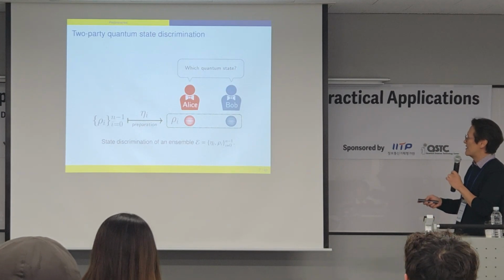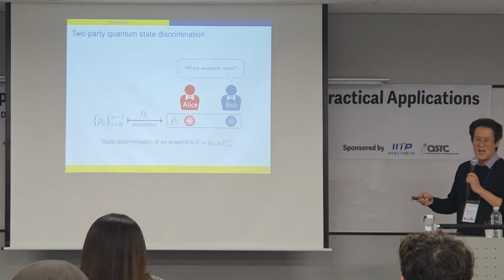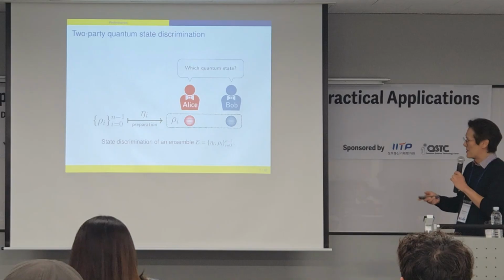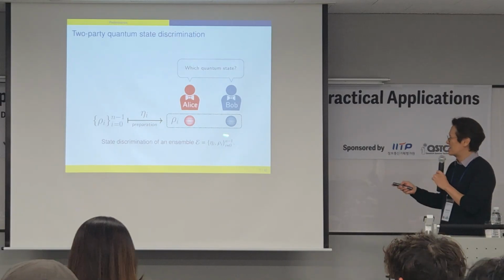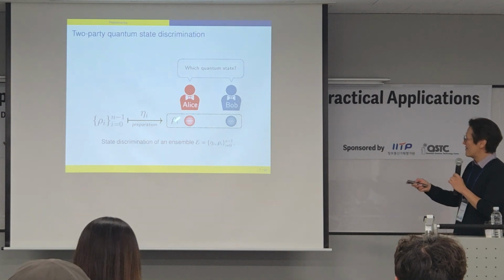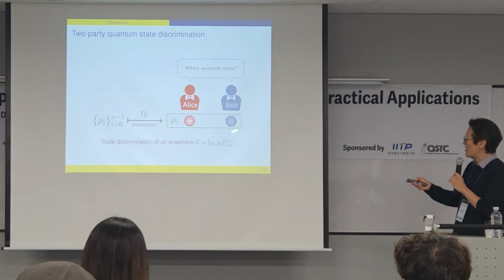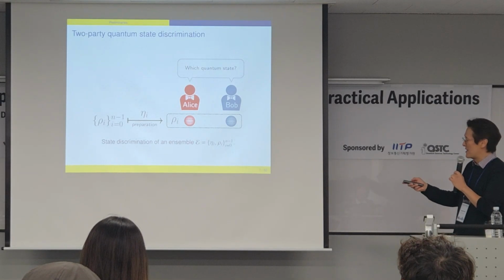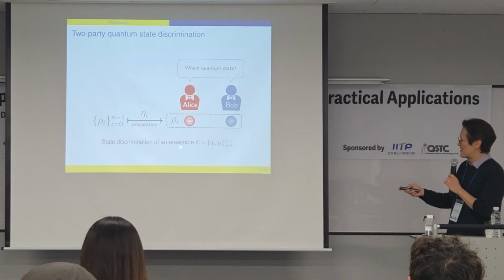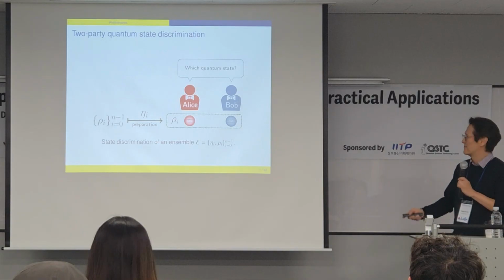So the type of state discrimination is the following. There is a set of quantum states, and one of the states is prepared with some corresponding preparation probability. The task is to guess which state is prepared. Because the state is prepared probabilistically, we can think of the system as a probability ensemble of quantum states. So I use the concept of state discrimination of an ensemble epsilon to describe this situation.